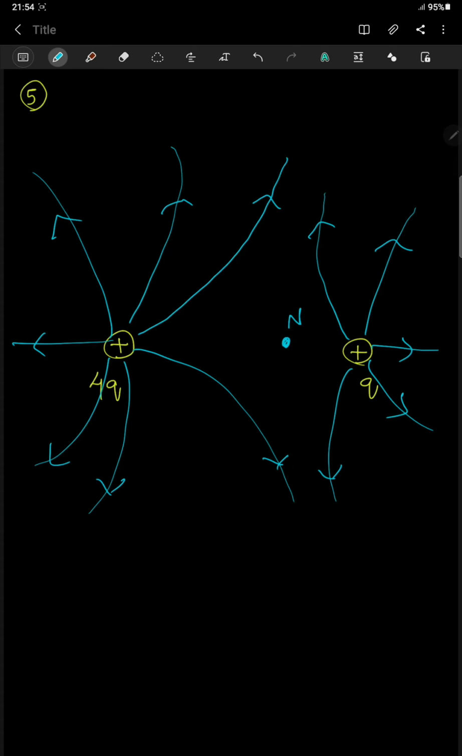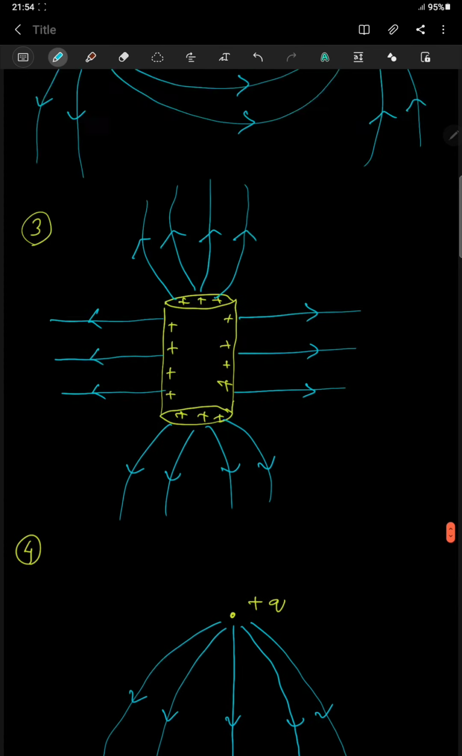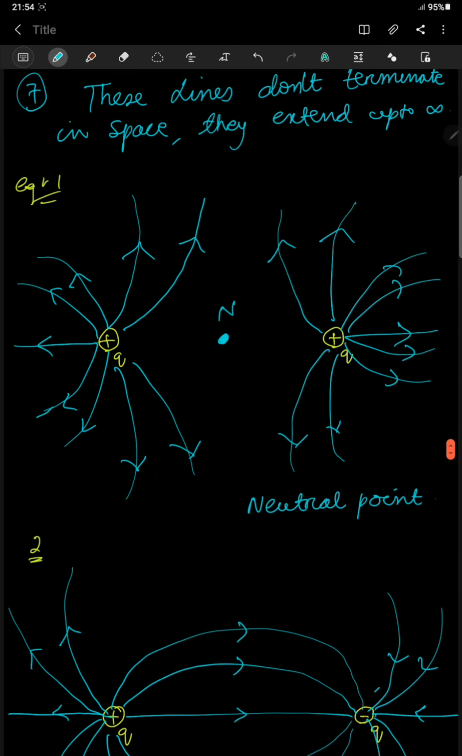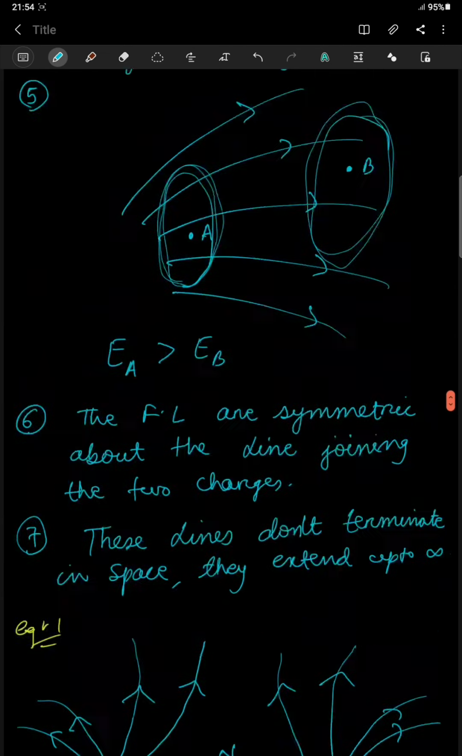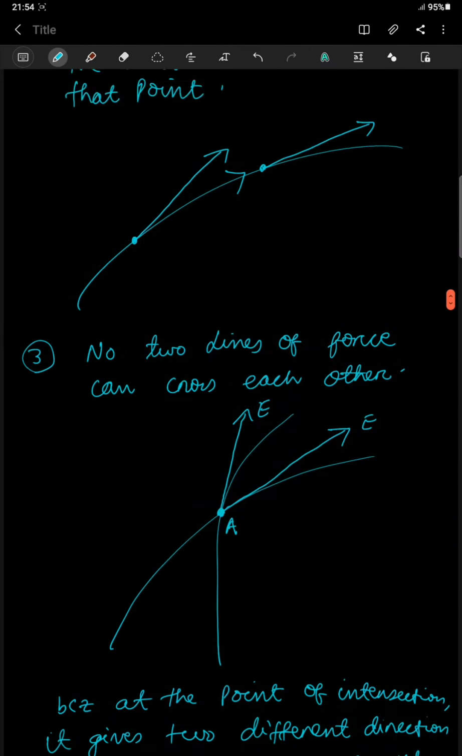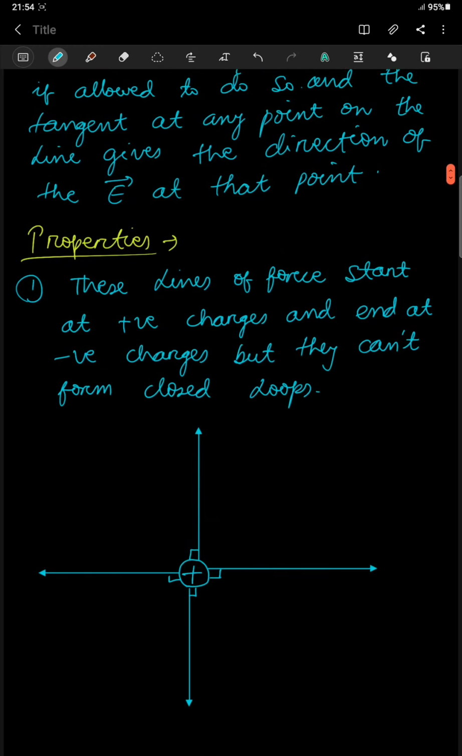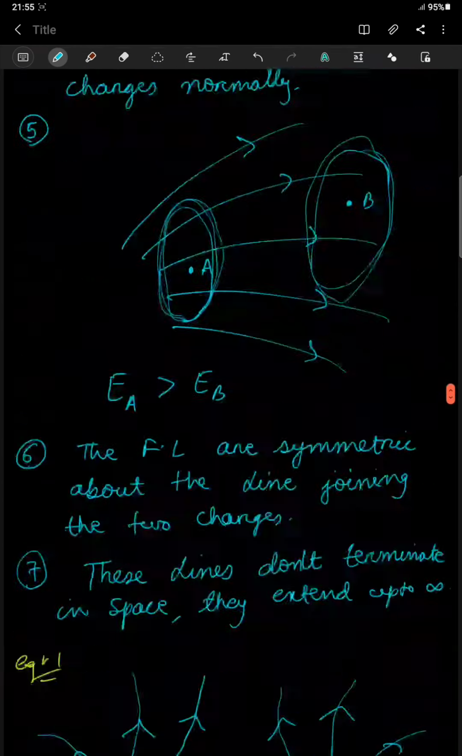So this is all about a few examples of how to draw electric field lines for different charge combinations, and these are the 7 important properties of electric lines of force. So this is it.